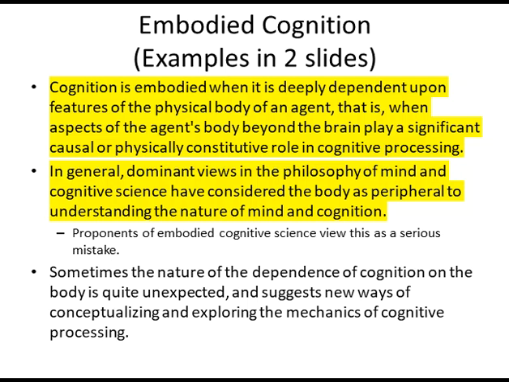Go back to what we started talking about in chapter 4 with philosophy of mind with Descartes. The mind and the body are separate entities. Sometimes the nature of the dependence of cognition on the body is quite unexpected and suggests new ways of conceptualizing and exploring the mechanics of cognitive processing. So embodied cognition is sort of flying in the face of what René Descartes proposed a long time ago. Maybe there isn't such a great difference or separation between this mind that we propose exists and the body that we possess.